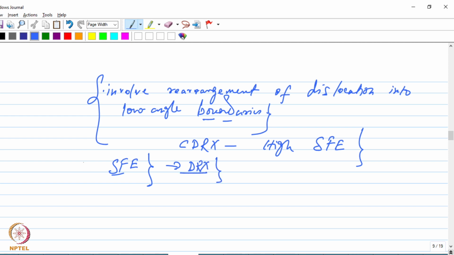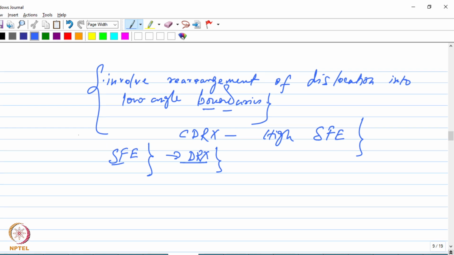So as I said in the beginning, stacking fault energy plays a very important role in dynamic recrystallization, because, as you could see now, this decides the mechanism which will be dominant during the process, whether it will be through a discontinuous kind of process involving nucleation and growth, or it will be a continuous kind of process involving progressive increase in the misorientation across the boundaries formed by dislocation rearrangement. Okay.